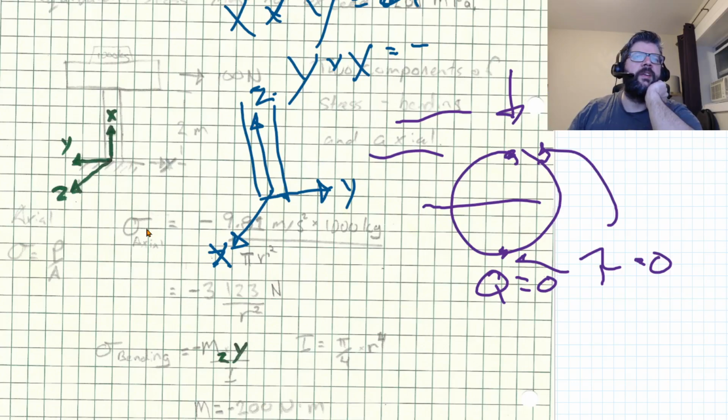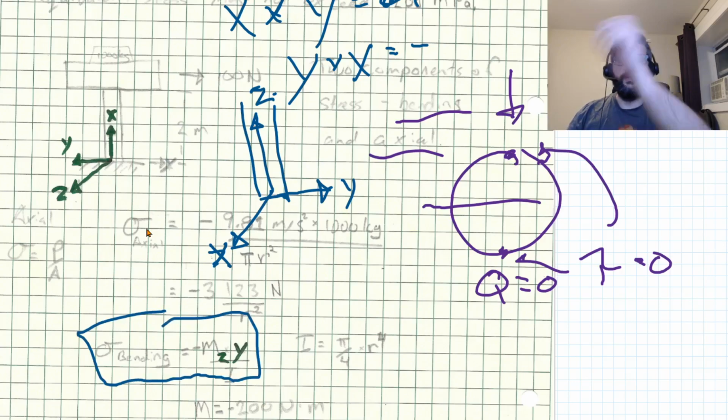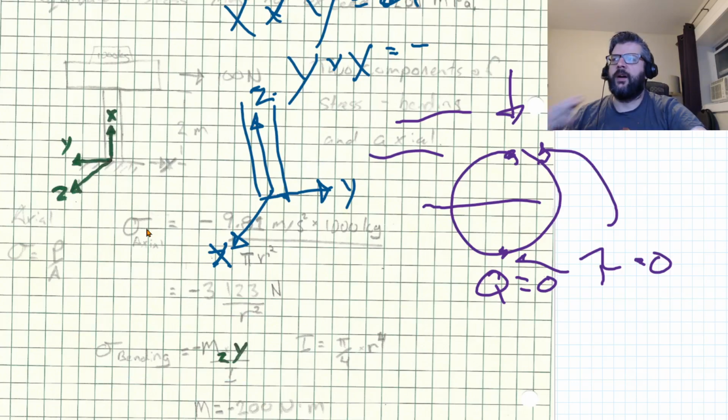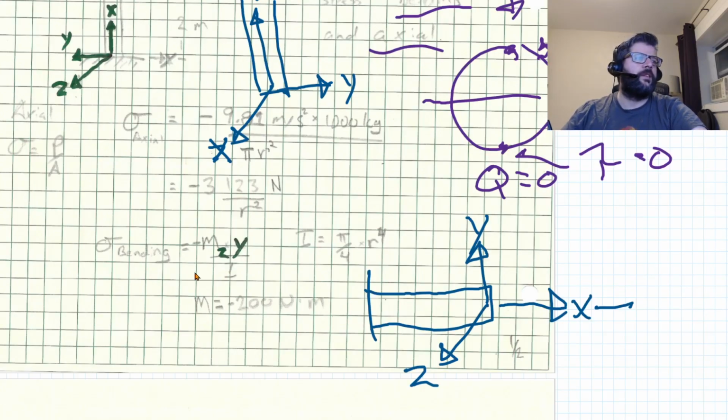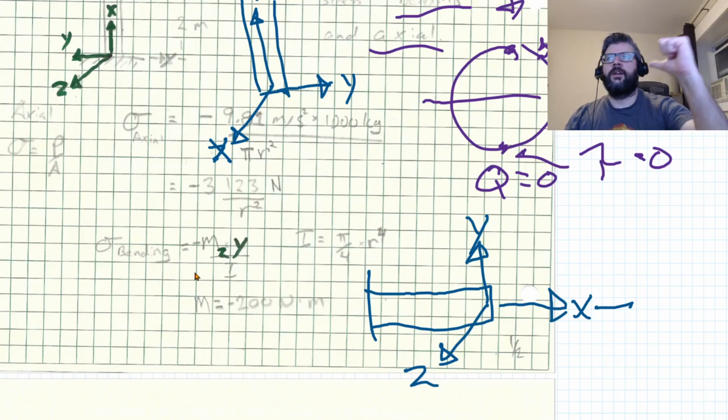So the problem is that the formula that was being used for the bending, sigma bending is equal to negative My divided by I, was based upon a beam that has some sort of bending moment about the z-axis, where the x-axis is along the length of the beam, the y-axis is in the vertical, and the z is coming out of the page like that.